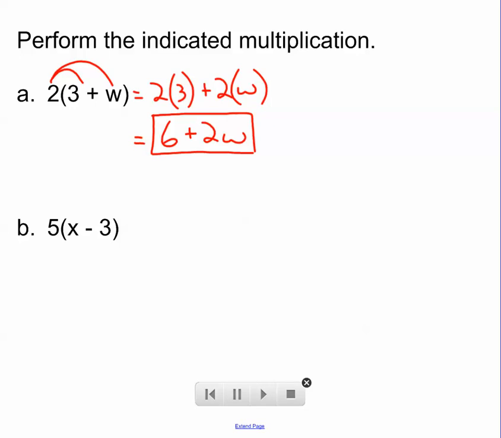Now you can't make that 8W. 6 plus 2W is not 8W. Those are not like terms. They cannot be combined. We'll talk more about like terms later. 5 times x minus 3, that's like 5 times x, and 5 times negative 3. And usually this is how I do distributive property. I usually don't bother with this step too much. I usually just go straight into 5 times x is 5x, 5 times negative 3 is negative 15. Done.